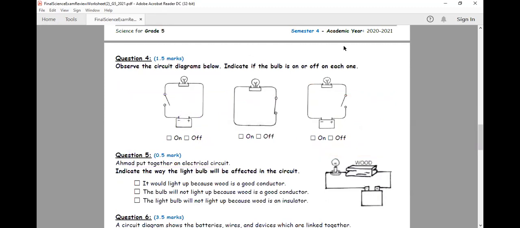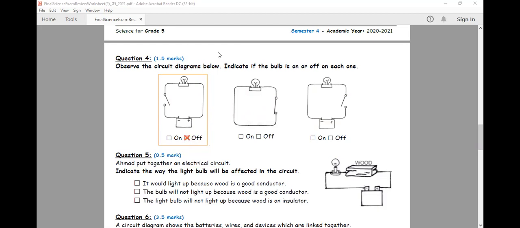Observe the circuit diagram below. Indicate if the bulb is on or off. Let's look at the first one. Off, because the switch was open. The first one is off. It's an open circuit. Bravo. So the light bulb is off.